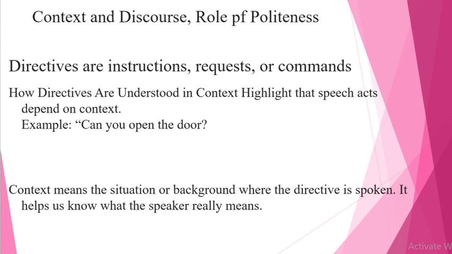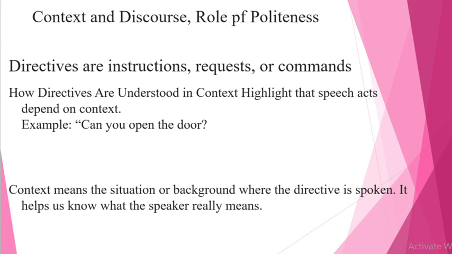So now we have context and discourse, role of politeness. So directives are instructions, requests, or commands, and much more that we have already discussed. So how directives are understood in context highlights that speech acts depend on context. Could you open the door? Context means the situation or background where the directive is spoken. It helps us to know what the speaker really means.